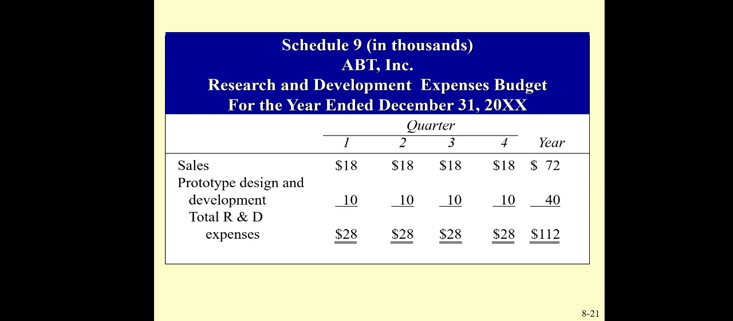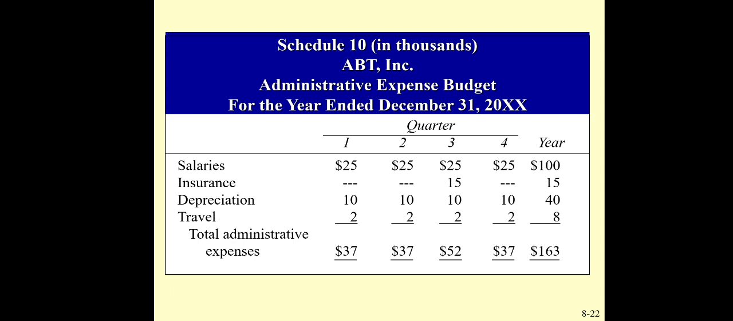So I think the number is given. If there is a question, the question will have data about the amount that the business is expected to pay related to R&D. So you just use the numbers and remember the format, and then you can prepare this R&D expenses budget. Schedule number 10, admin expense budget.